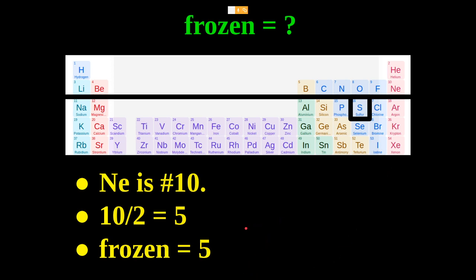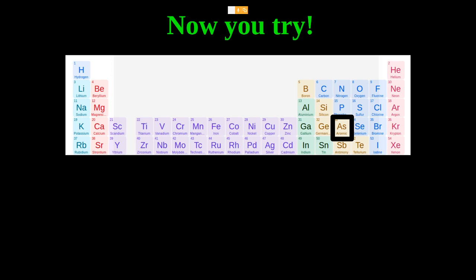Because PySCF only freezes electron pairs, we're going to take that number and divide it by 2. So 10 over 2 is 5. That's why frozen equals 5 for the sulfur atom, and also for the phosphorus atom and silicon atom and all of these atoms. That's how we choose the frozen value. So now you try. Someone please unmute yourself and tell me the frozen value for arsenic.